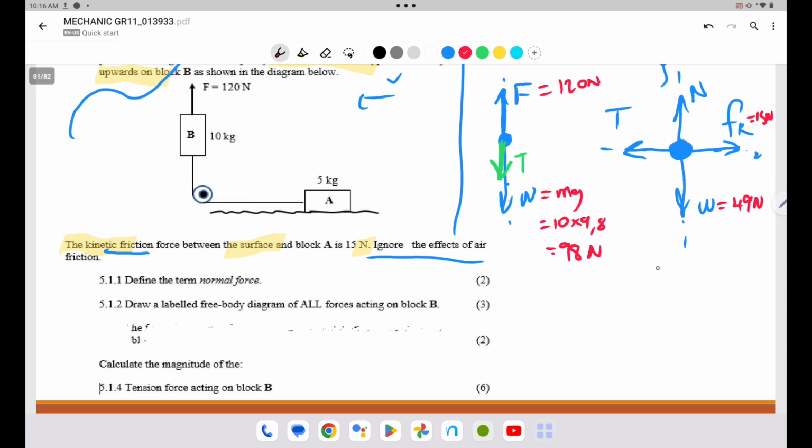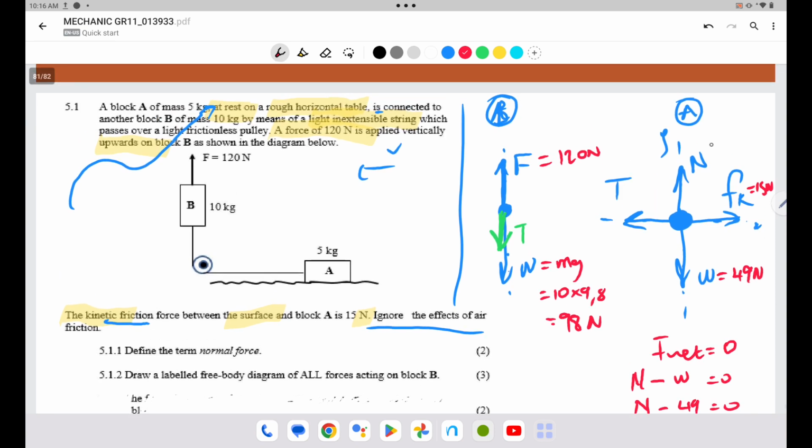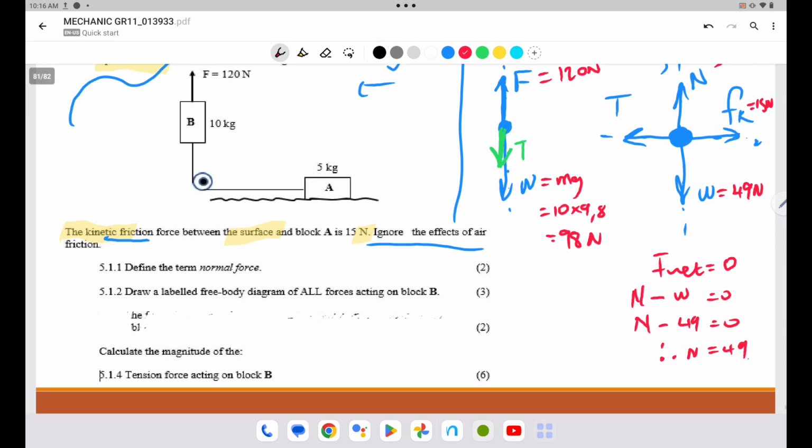How do we calculate it? Remember, F net is equal to... is the block moving along the y direction? The answer is no. So the sum of forces along the y direction will be 0. We have normal minus the weight equals 0. That is N minus 49 equals 0. Therefore, the normal will be 49 newtons. So I can include this. This will be 49 newton.